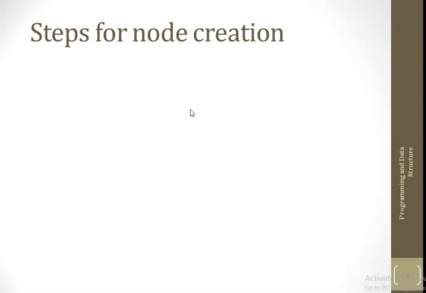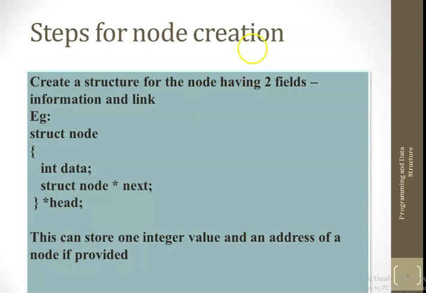Now let us see how to create a node. For creating a linked list, we must create nodes because a linked list is a collection of nodes. So we must create the node first, then link those nodes to form a linked list, form a group. So for this we will be using a data structure called struct. You must remember how to form a struct.